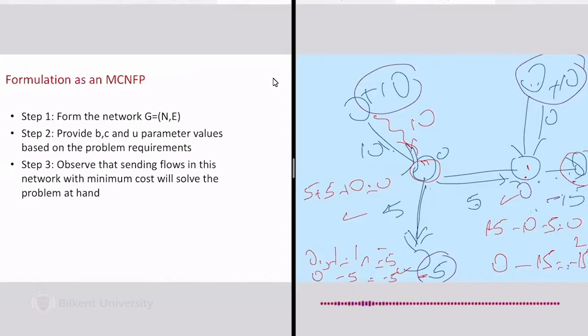Formulation as an MCNFP. Steps. We will have 3 steps. We need to come up with a network because it requires a network. Then we have to find our B, C, and U, the parameters that the environment sets for us. And then we will see that if I solve MCNFP over this problem I created, my result will actually give me the solution for the problem at hand, which I'm trying to do. This will be clearer after I do one example with you.